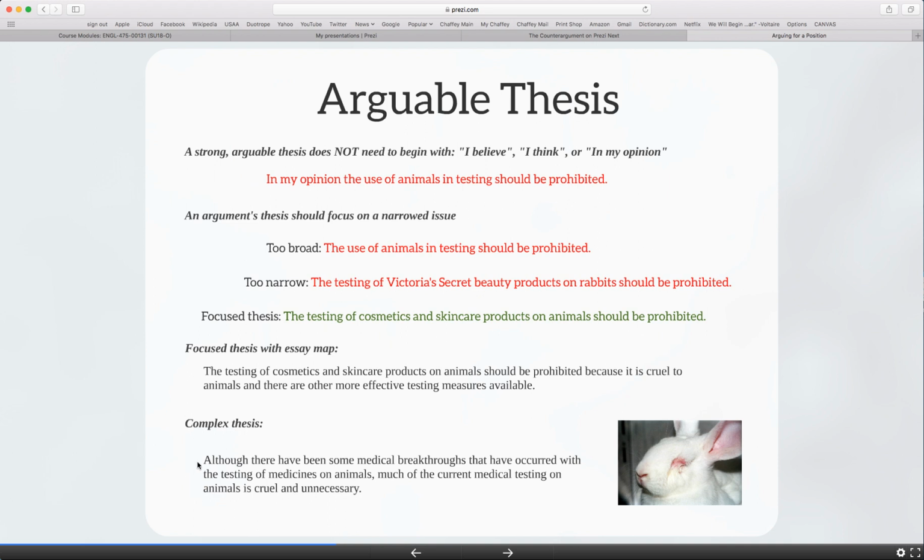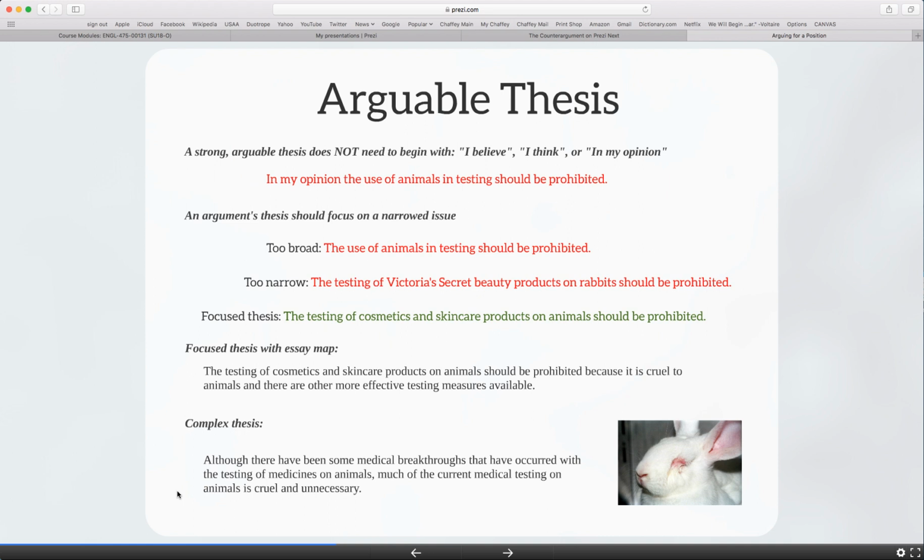Notice down here, as I mentioned on the last slide, about having a more complex thesis, right? A complex thesis is a thesis that's going to acknowledge that there are both good and bad sides of a complex issue. And I would use this complex thesis if I was writing a big honkin' paper.